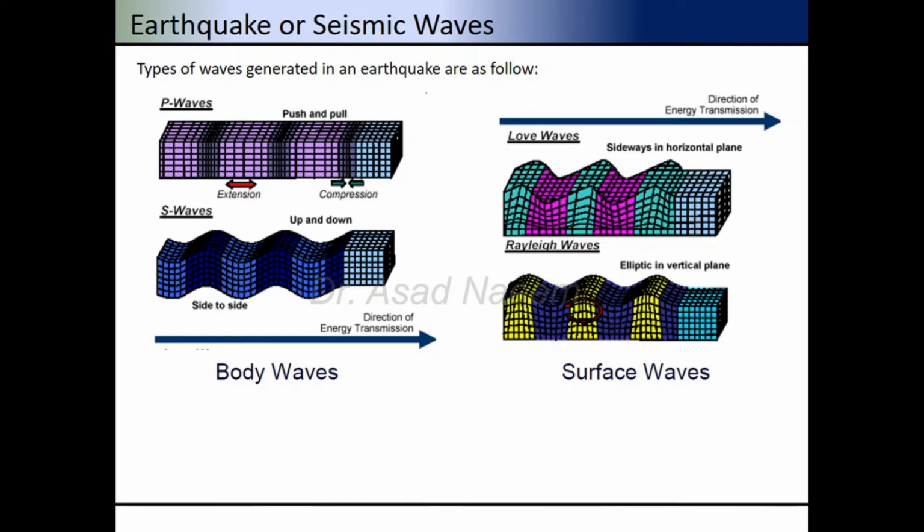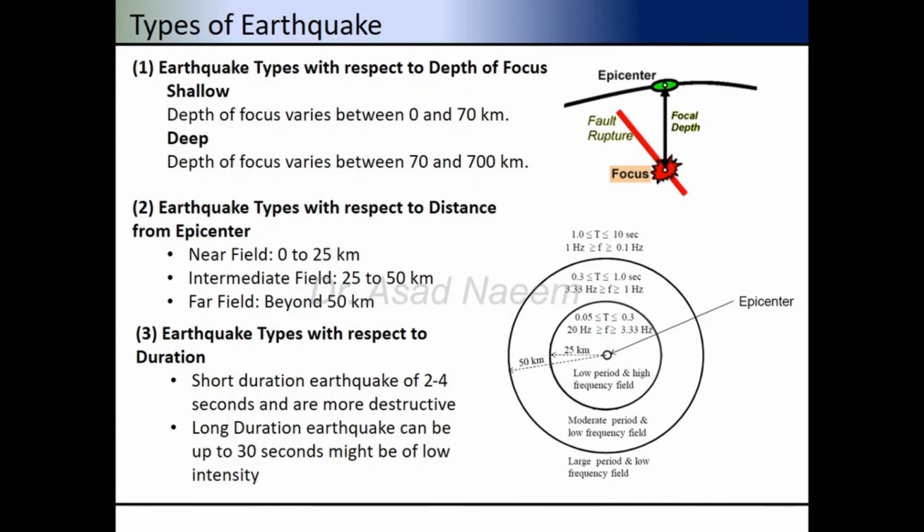So these are two types of surface waves. Types of earthquake. Earthquake with respect to depth of focus can be classified into shallow earthquake, where the depth of focus varies from 0 to 70 km, and deep earthquake, where the depth of focus is from 70 to 700 km. Second type, earthquake with respect to the distance from the epicenter.